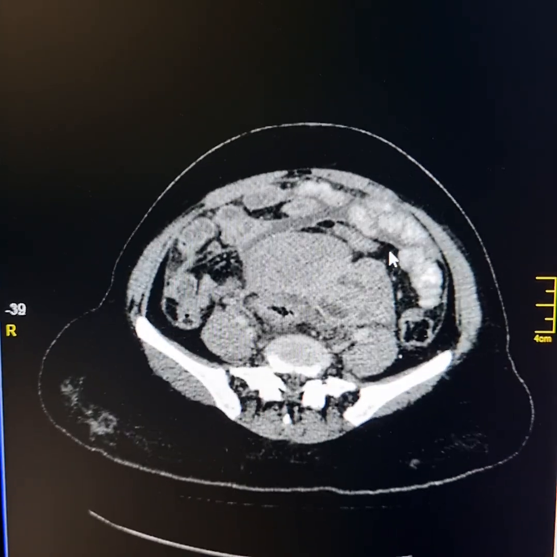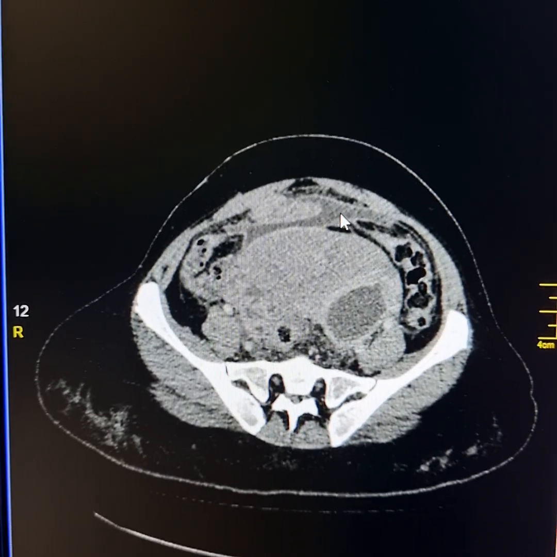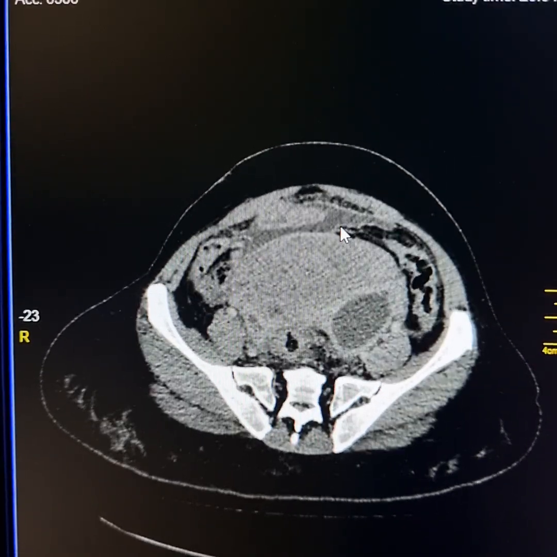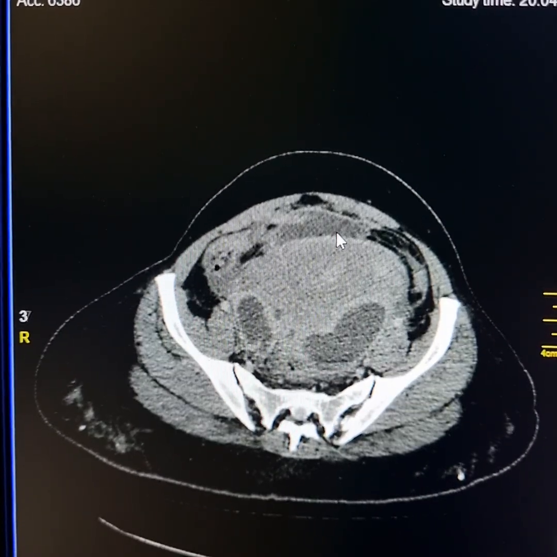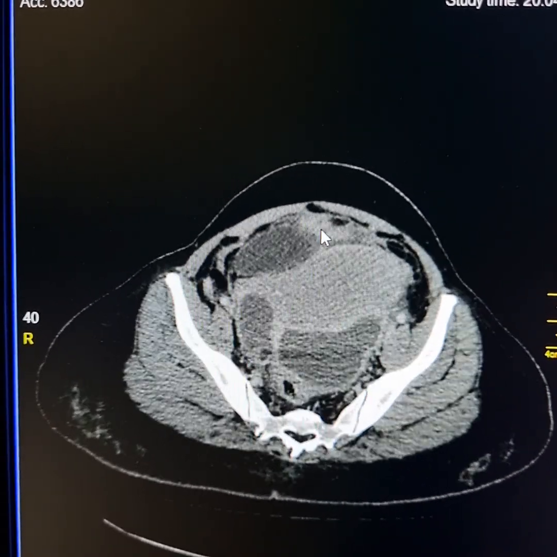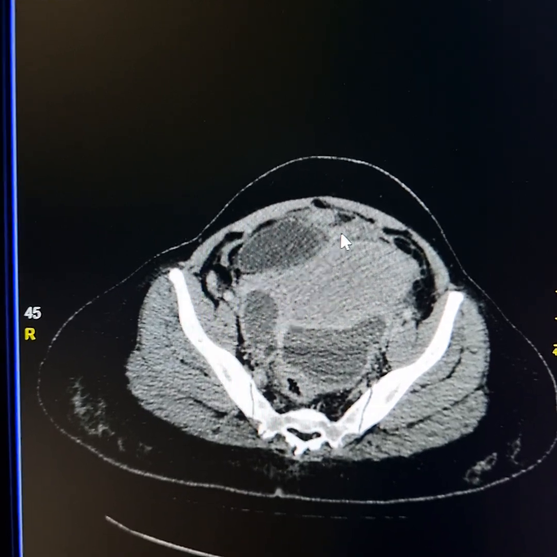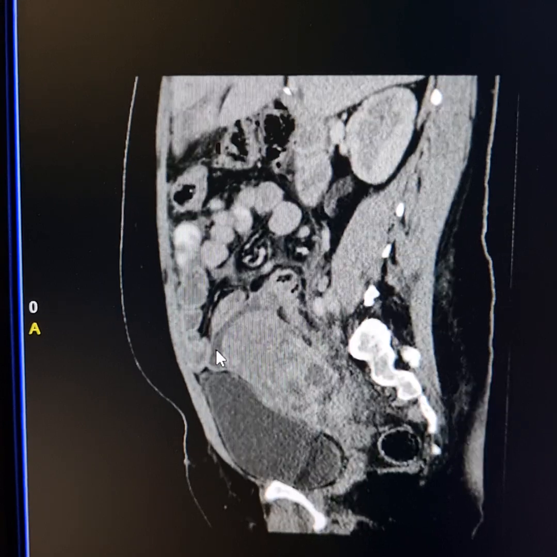There is another thin-walled collection here, this one, showing thin marginal enhancement along the anterior surface of the upper part of the uterus. This collection, this is also an abscess here. This is the second collection.